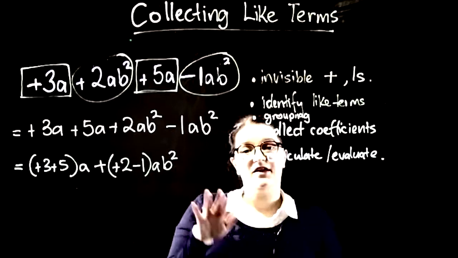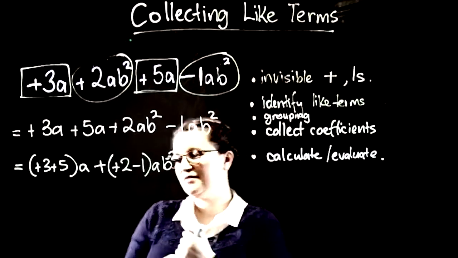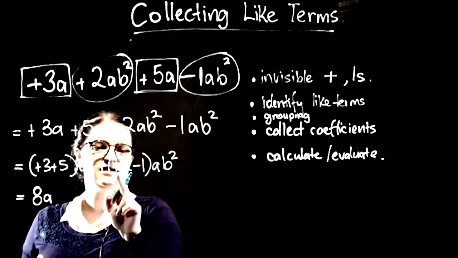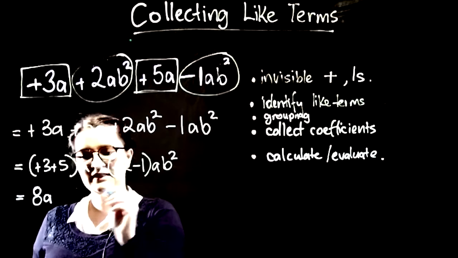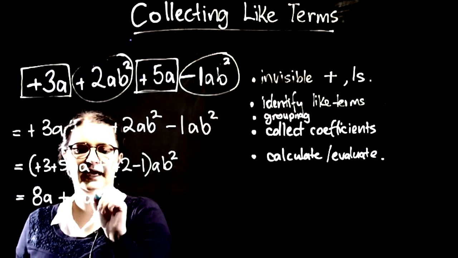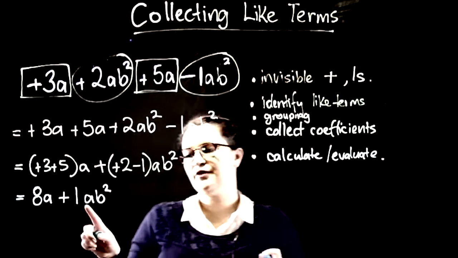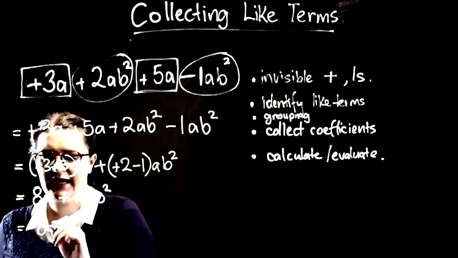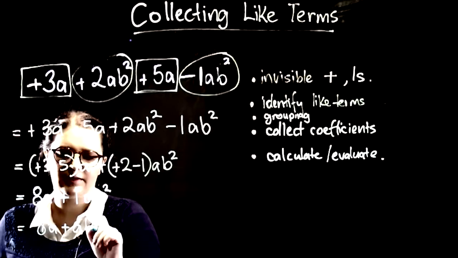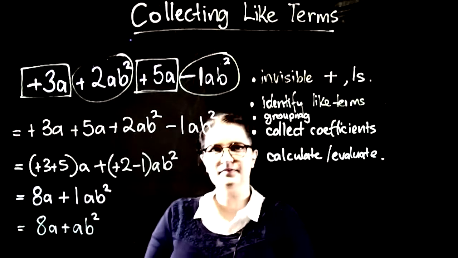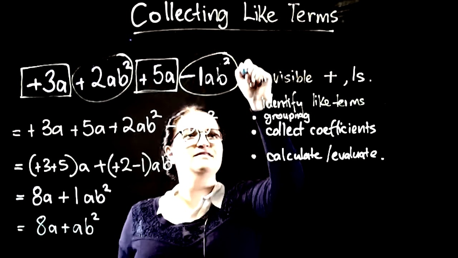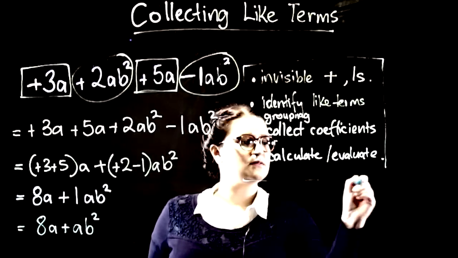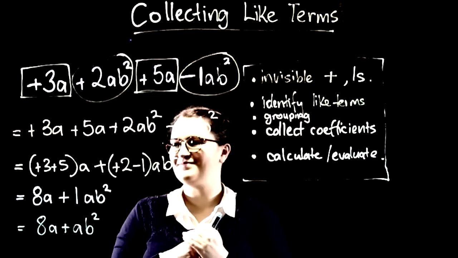Now it's time to evaluate. 3 plus 5 is 8. Plus 2 take 1 is 1 ab squared, and I know that I can use that 1, I can let that be invisible and say that it's 8a plus ab squared. And I'm finished. And that's how you collect like terms. So using those 5 strategies in that order, you should be able to collect even the most complex of expressions.